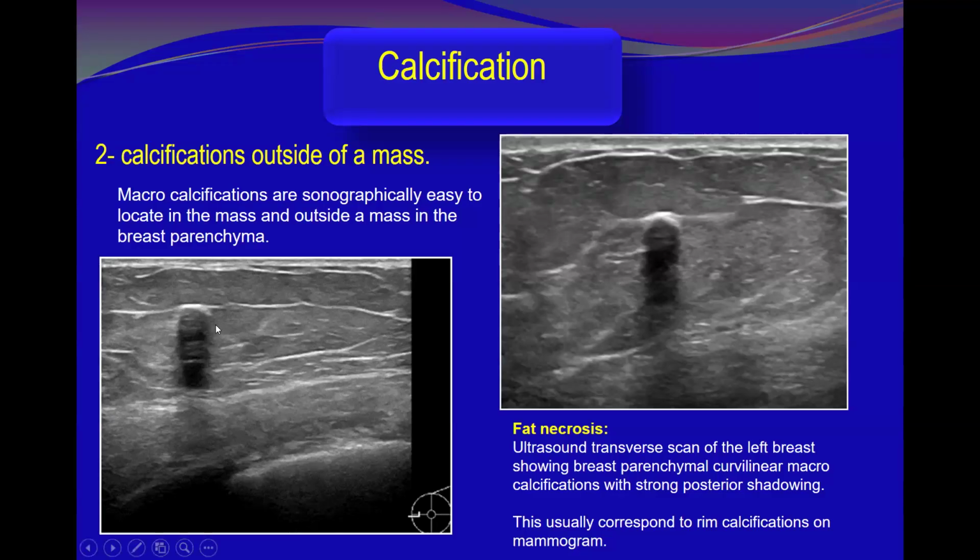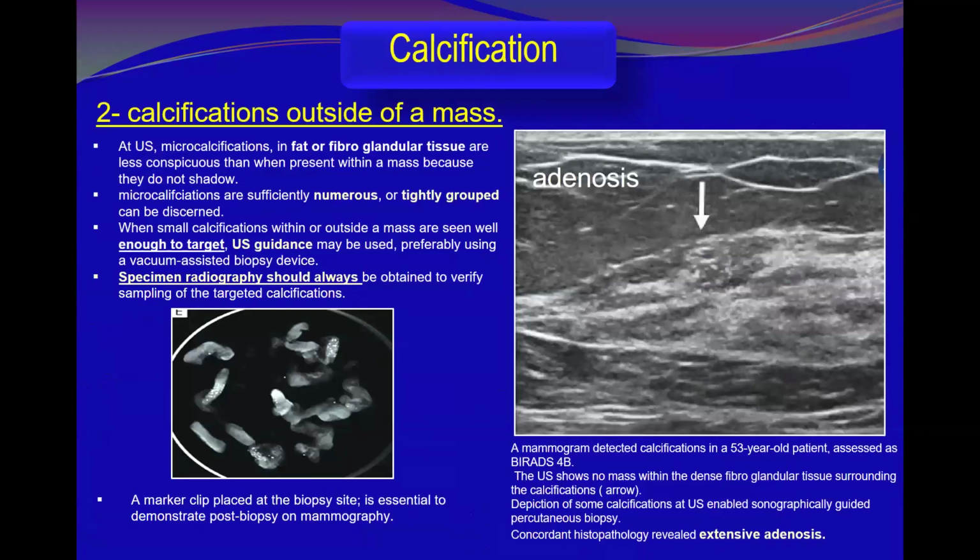And this is my patient. We have here curvilinear calcification in the parenchyma with posterior shadowing in a case of fat necrosis. And this usually represents part of what? Rim calcification on mammogram, okay? Again, calcifications outside of a mass, okay?